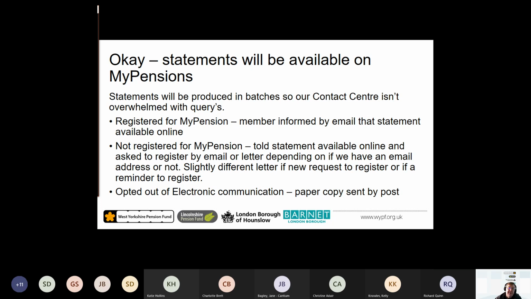If a member's opted out of electronic communication, then a paper copy will be sent by post. But obviously, for cost and administrative reasons, we clearly want as many people as possible to be registered for My Pension. So please be aware that My Pension is going to be the only way for the vast majority of people to be able to see their pension statement. And we would much prefer people to register for My Pension than to opt out and have to start producing paper copies.